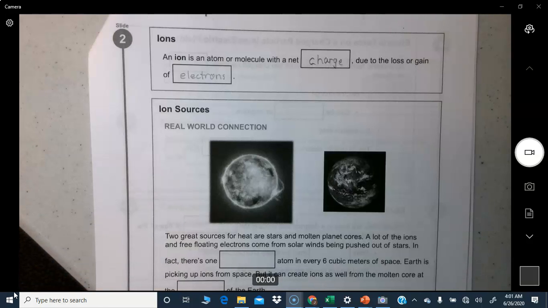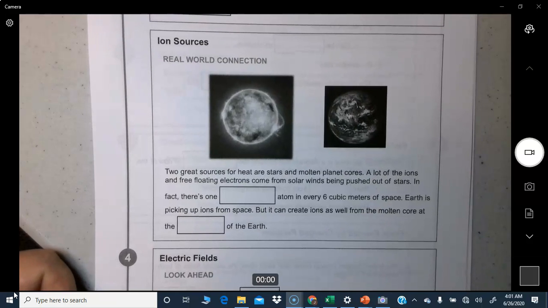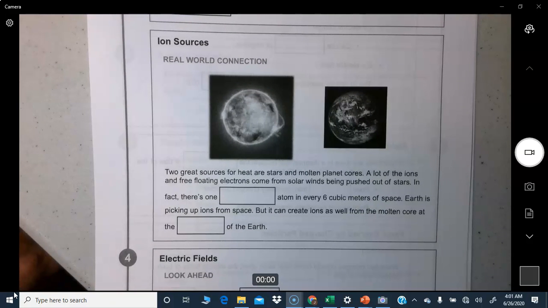The same thing with a proton with a positive charge as well. Okay, down below, she mentioned a little bit about the sun and the earth. So two great sources for heat are stars and molten planet cores. A lot of the ions and free-floating electrons come from solar winds being pushed out of stars.